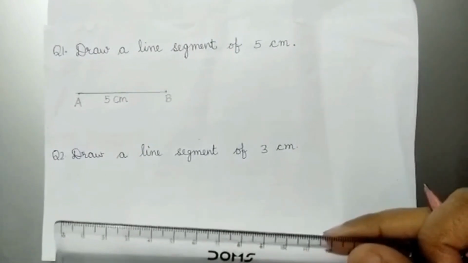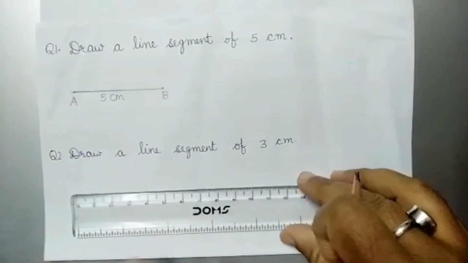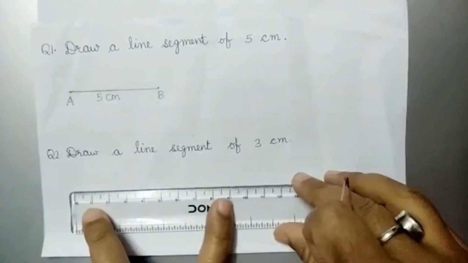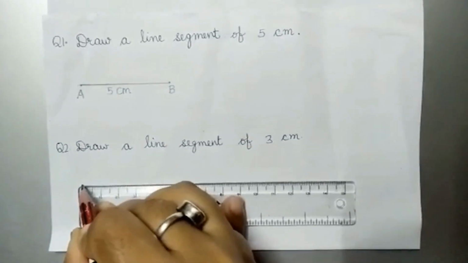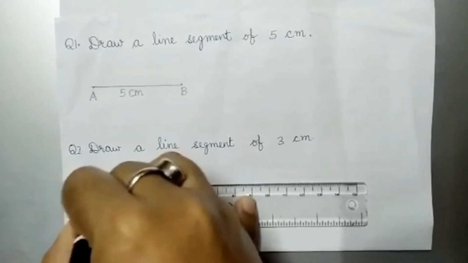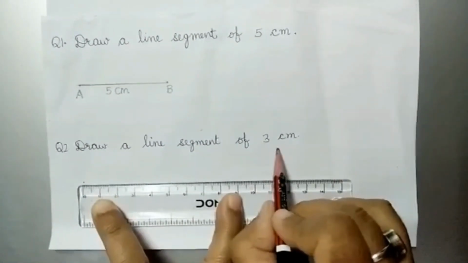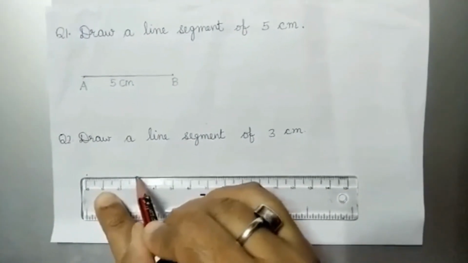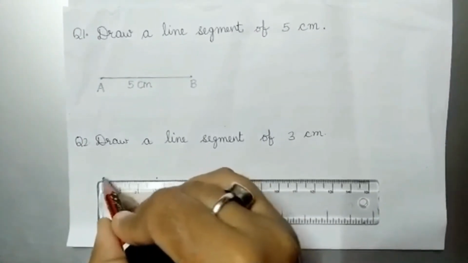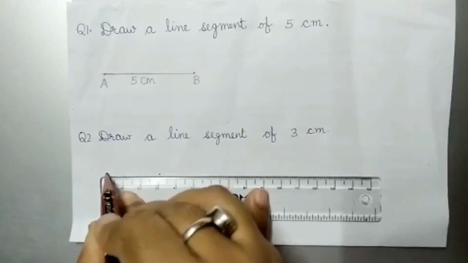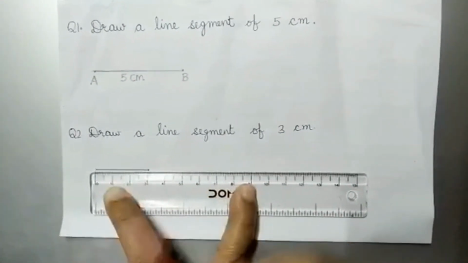Again we will use scale for this. And you know how to hold the scale? You have to put your 2 fingers of left hand on the scale, and first of all we will put mark on 0 like this. And where will another mark come? We have to draw line segment of 3 centimeters, so we will put another mark on 3 centimeter. And we will join these markings like this from 0 to 3 centimeter.